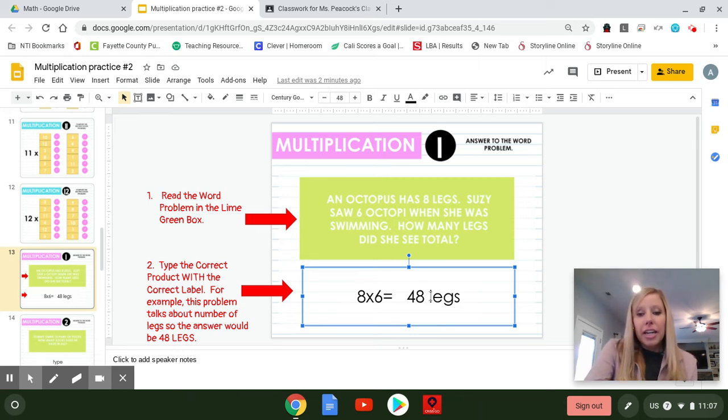So they wrote their answer, and the best part, they labeled their answer. What were we solving for? 8 what? 8 crayons, 8 beach balls, 8 popsicle sticks? No, we were solving for 8 legs. Remember, if you're trying to figure out what you're solving for, it's usually in the last sentence of a word problem. So make sure when you're solving these word problems that you label your answer with what you are solving for.